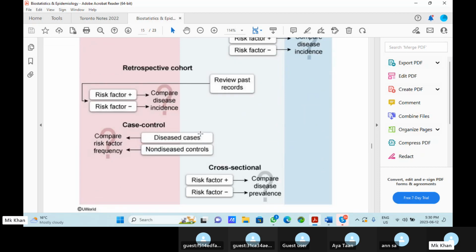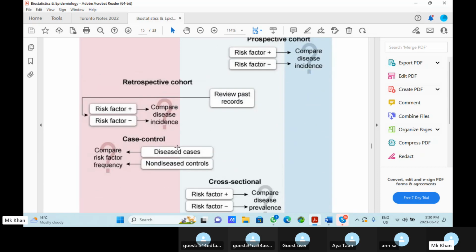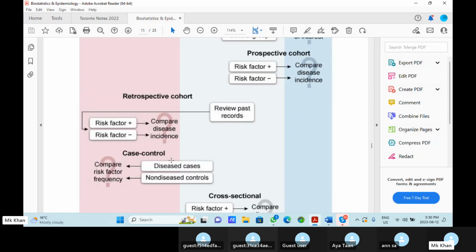So now what are the other ones? This one, the case control. In the case control, we are going backward. So we are starting from the present and going backward. And what we are checking is the disease cases and non-disease cases. So these are already present. They have the disease or they don't have the disease.